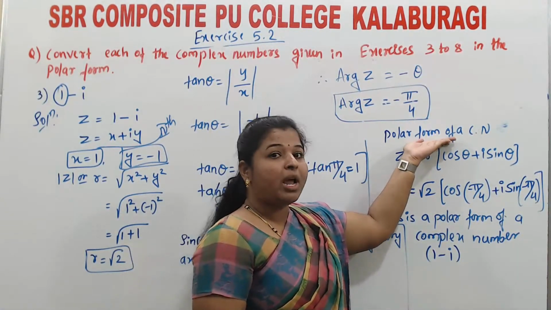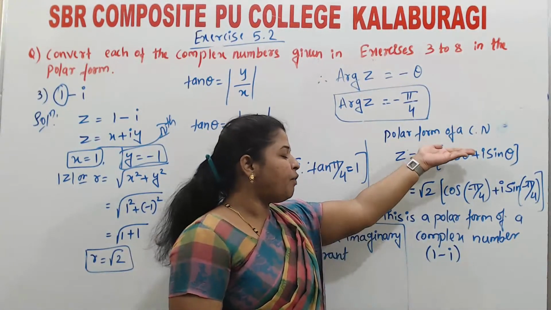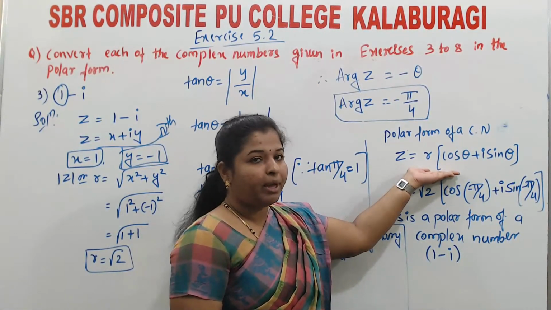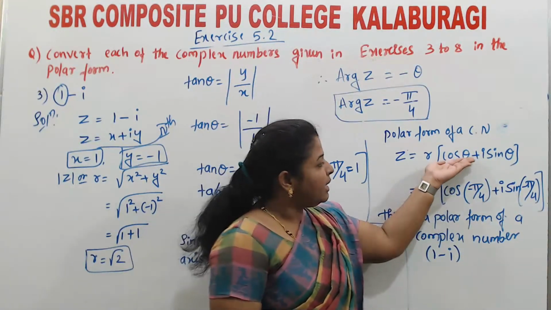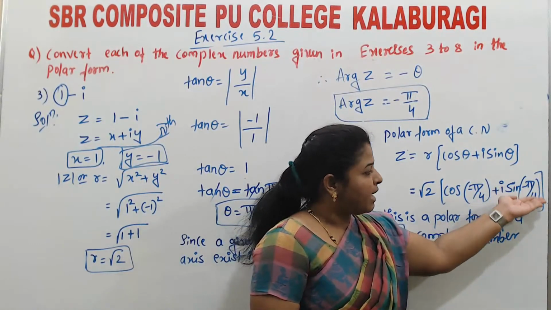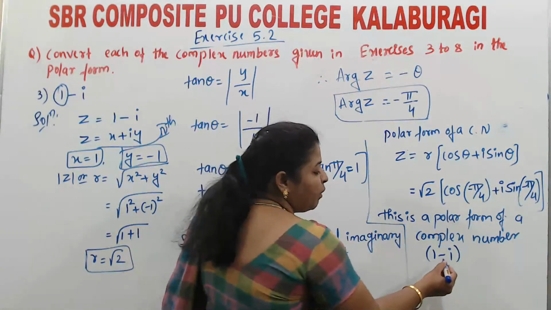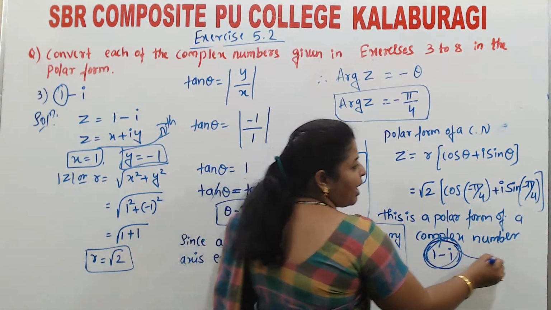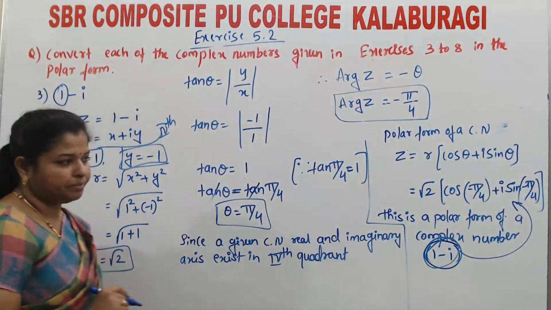Next, we have to write polar form of complex number, right? Polar form of a complex number z is equal to, this is our form, right? Here we know the value of r. R is root 2. Then theta, principal value of theta is minus pi by 4, plus i sine minus pi by 4. This is the polar form of 1 minus i. 1 minus i is Cartesian form and this is our polar form. Is it clear? Okay.